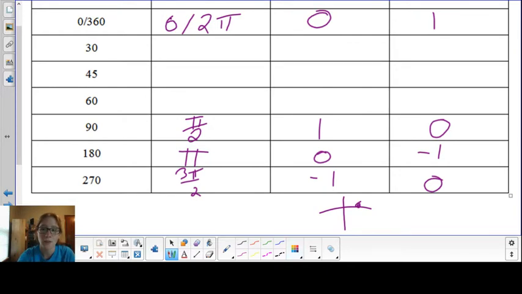For my 45s, we know those are the same. It's root 2 over 2. And for 45s, we split that into 8 pieces. So that's 1/4.